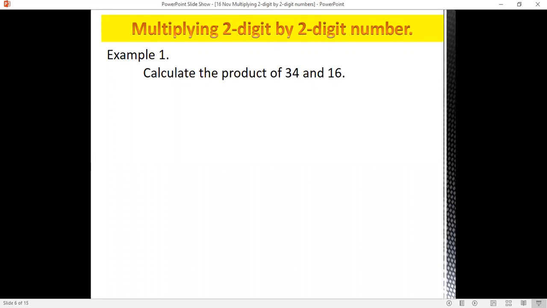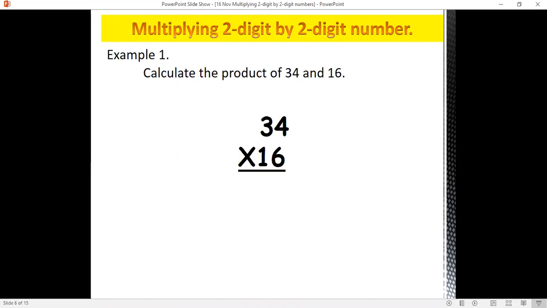Let's have the first example. Calculate the product of 34 and 16. Remember, product means multiply, because this is the result of multiplying two numbers. Now, we have to multiply 34 times 16.